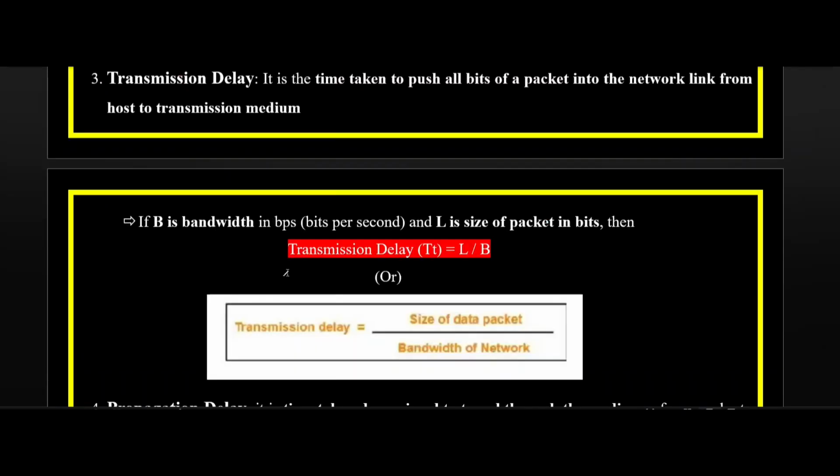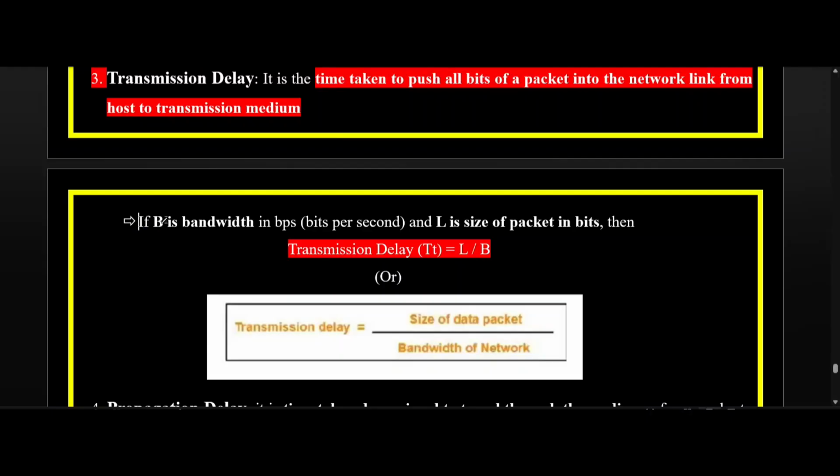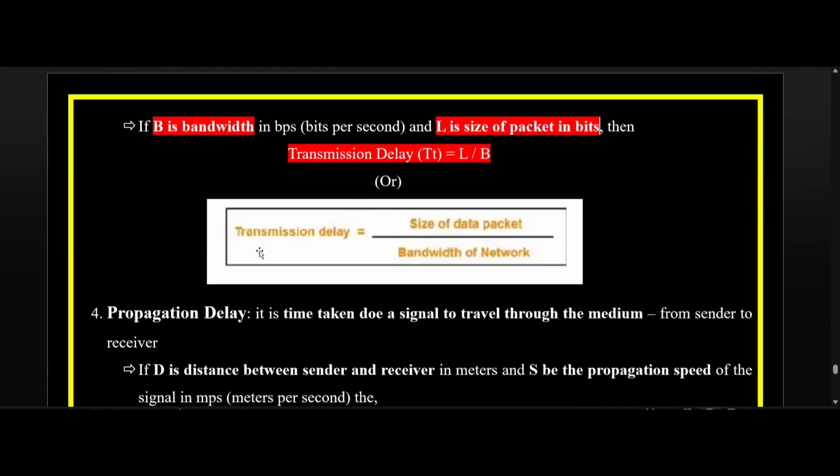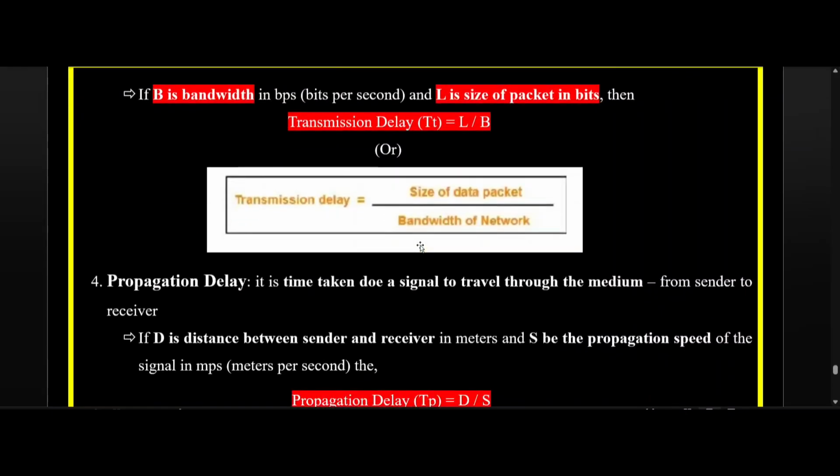The third one is transmission delay. It is the time taken to push all bits of a packet into the network link, from the host to the transmission medium. Let's understand transmission delay with an example. If B is the bandwidth, usually measured in bps, that is bits per second, and L is the size of the packet in bits, then the transmission delay is L by B. Here L denotes the size of the packet in bits and B denotes the bandwidth. You can also understand this with the help of this diagram.